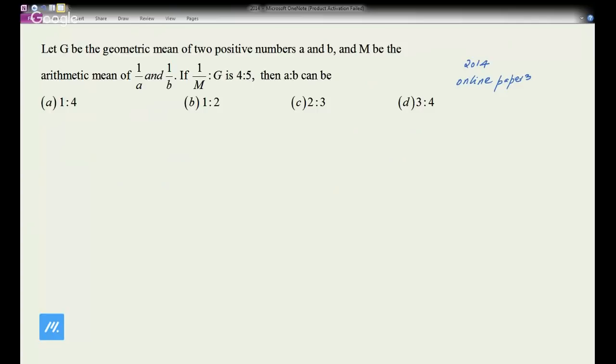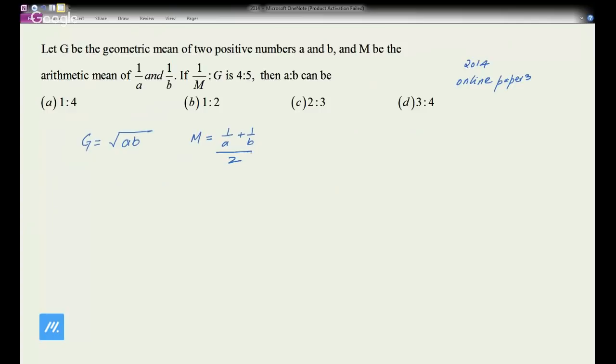Okay, so read this question properly. It is said that G is the geometric mean of two positive numbers A and B, so that is root AB. M is the arithmetic mean of 1 by A and 1 by B. Arithmetic mean is sum divided by 2.